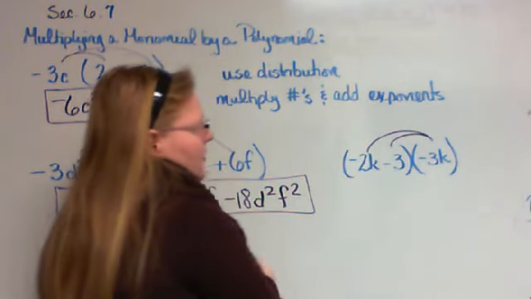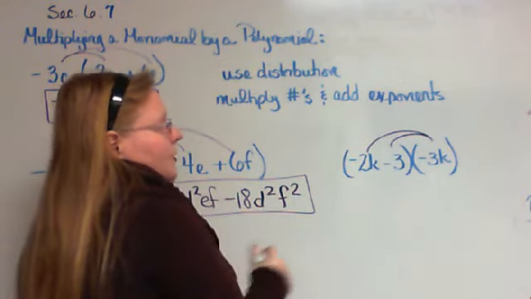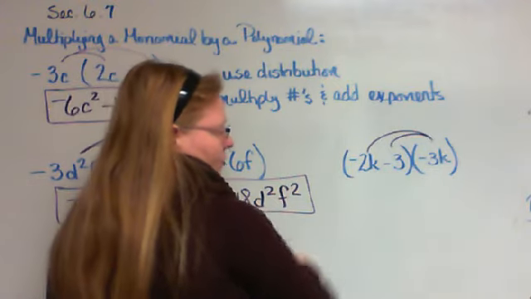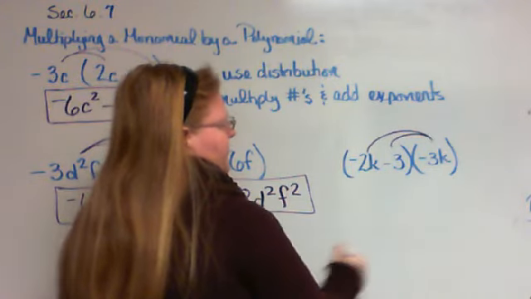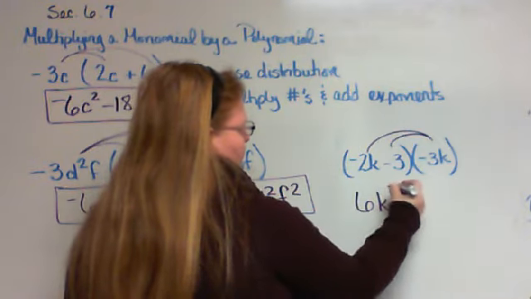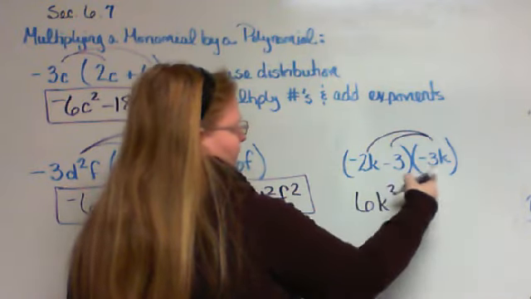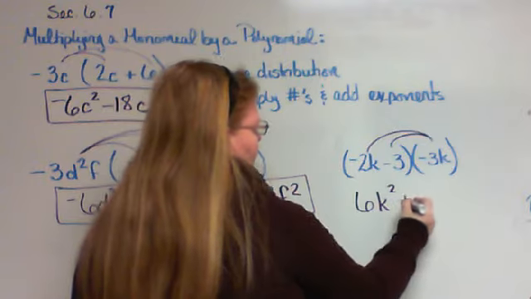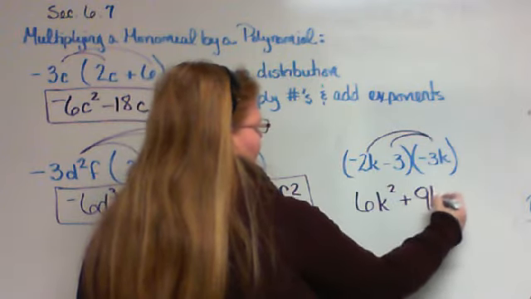Over here, sometimes the monomial is going to be in the back, but you still have to distribute to both the things in the parentheses. We know they wanted us to multiply because there's nothing in between the parentheses. Negative times a negative is a positive, 6k squared. And then a negative 3 times a negative 3 is a positive 9k.